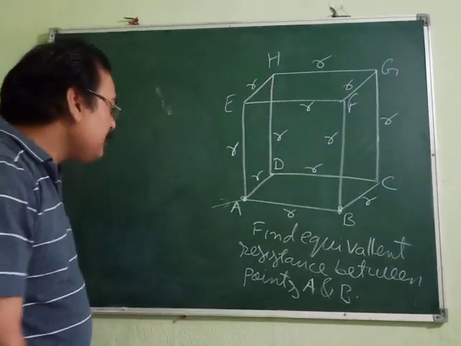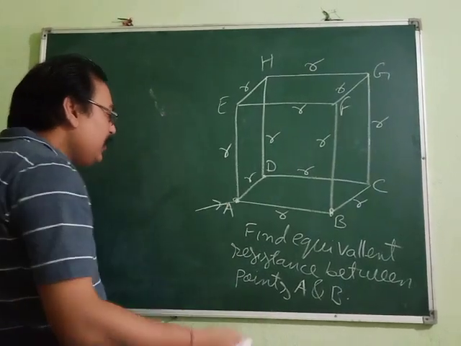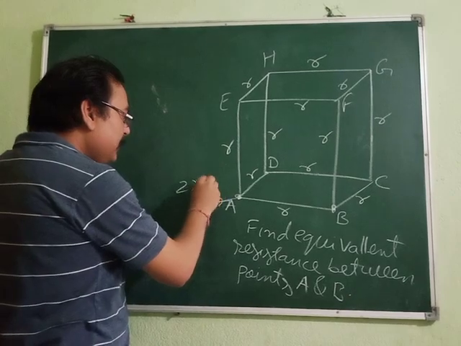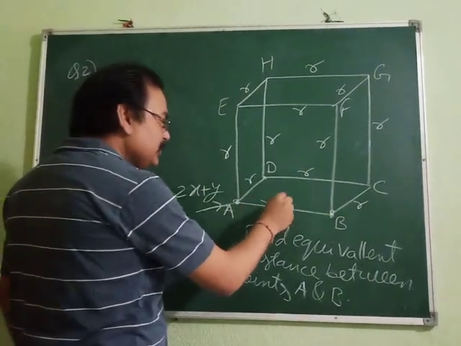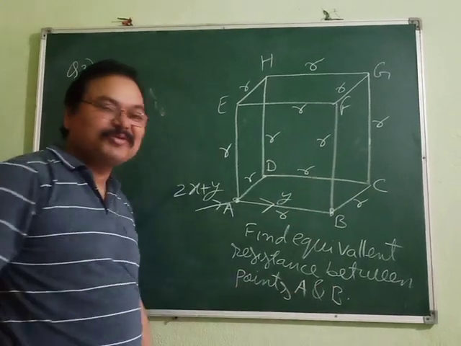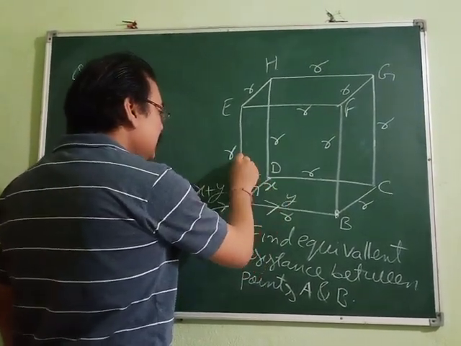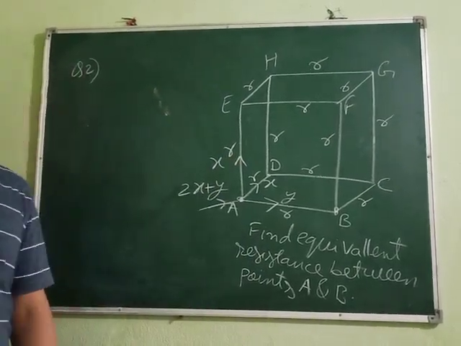So we take the current like this. Suppose 2x plus y is the total current. Why? Because y is going to pass through this. This y is the current through this, and x is going to pass through this, and x is going to pass through this.